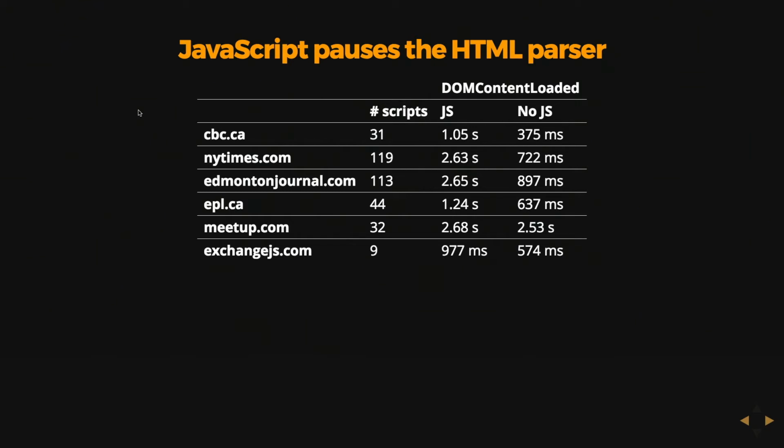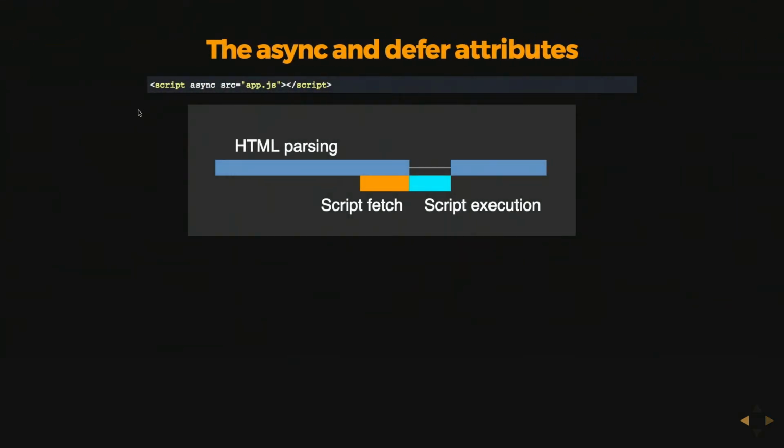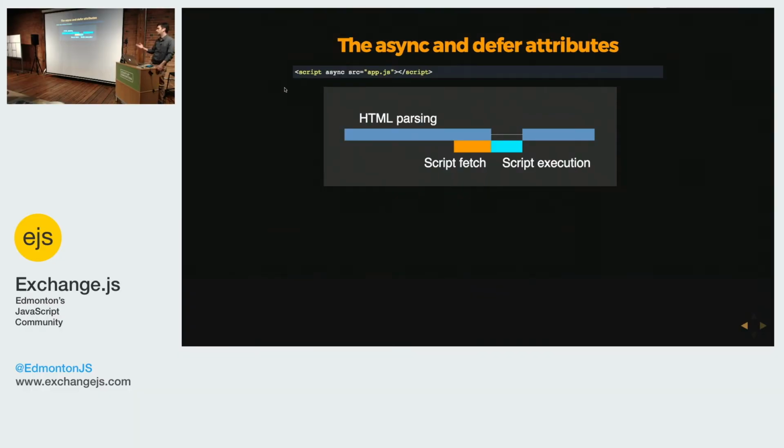So how can we get around this? Well, there's a well-known rule of thumb that you should put all of your script tags at the end of your markup, just before the closing body tag, and that can help. But there's also some newer attributes in HTML that can make it a little bit easier to think about. So first of all, if you add this async Boolean attribute to the script tag, it will not pause the HTML parser. It will fetch it and then pause it while the script executes.